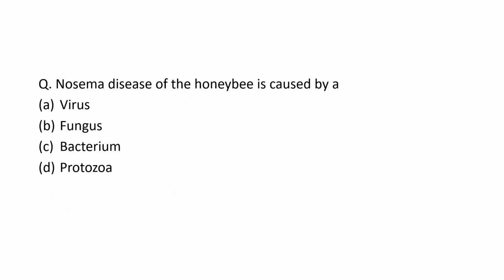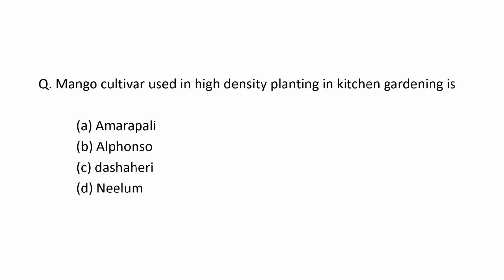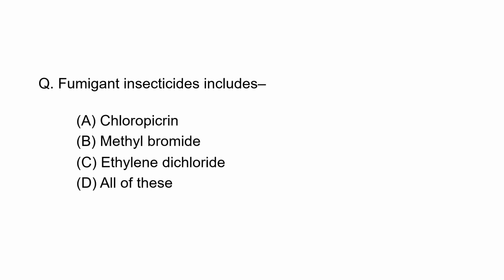Nosema disease of honeybee is caused by the protozoa. The right option is D. Combination of dry bulb and wet bulb thermometer is used for, the right option is D, for relative humidity. Mango cultivar used in high density planting in kitchen gardening is Amrapali. The right option is A. Fumigant insecticides include chlorpyrifos, methyl bromide, ethylene dichloride. The right option is D, all of the above.